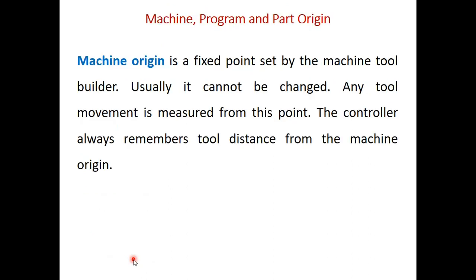Now before going to the actual program we have to go through some basics. First we have to understand, more important, machine origin, program origin and part origin. So let's see one by one. Machine origin is a fixed point set by the machine tool builder. Usually it cannot be changed and any tool movement is measured from this point. The controller always remembers the tool distance from the machine origin.